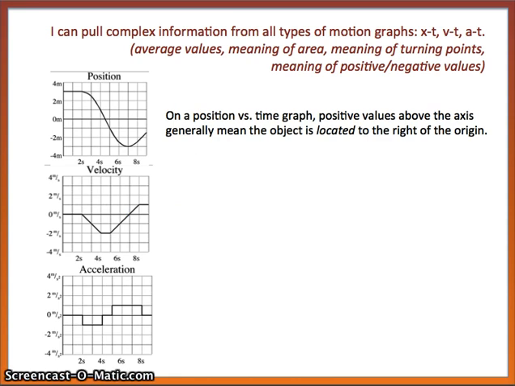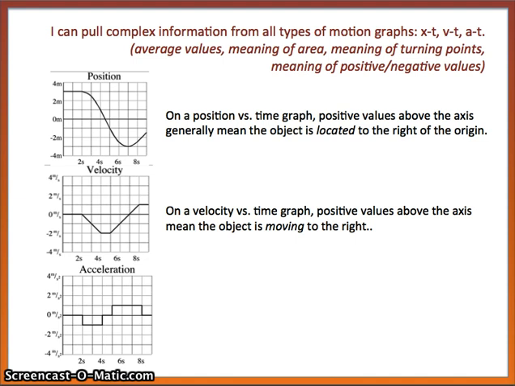All right, last skill here, very quickly. We just need to make sure we understand what positive and negative values mean on each of these graphs. On position graphs, a positive value means the object is located to the right of the origin, or if we're working vertically, maybe above the ground. And negative values mean you're to the left. You have to remember that position graphs show you positions, and so that's what the positive and negative would refer to. A velocity graph is showing you the actual motion of the object, the value of the speed and which direction it's moving.